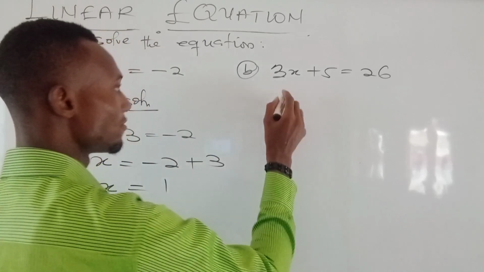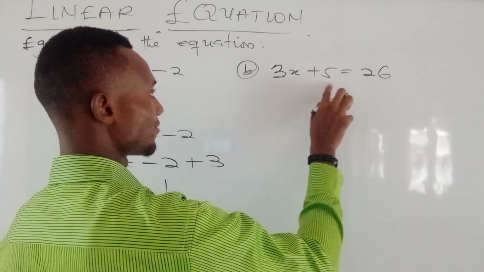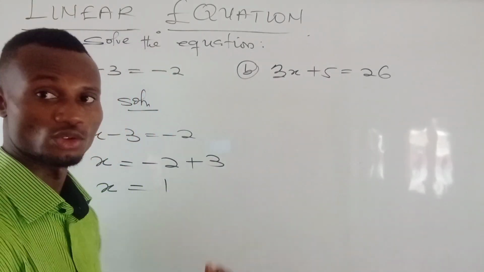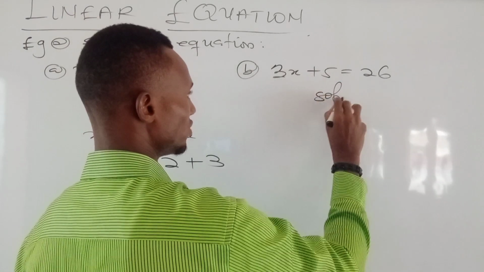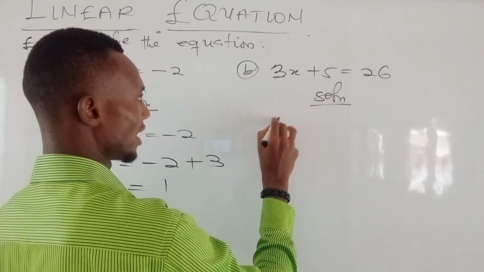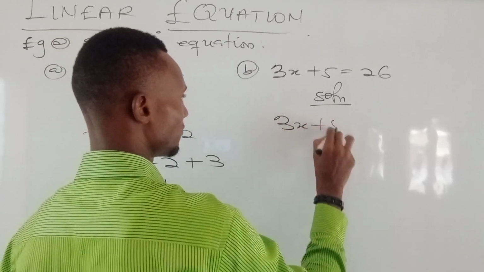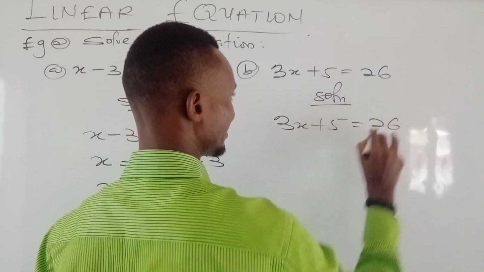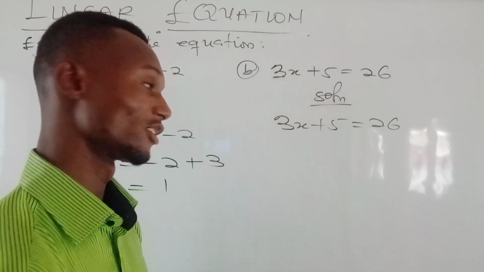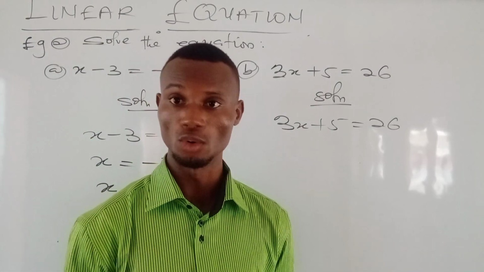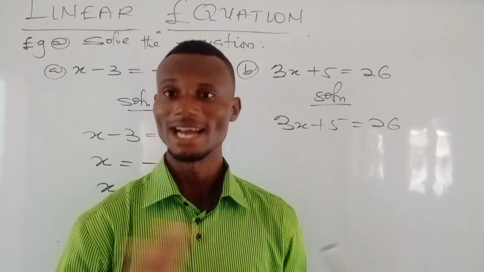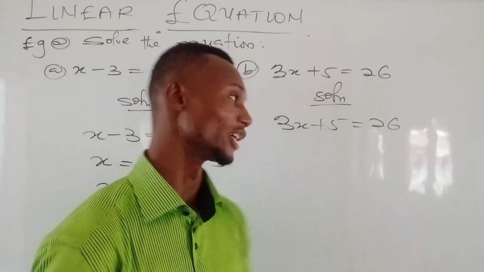So I have 3s plus 5 equals to 26. We have to solve for s in the equation. So let me write my solution and let's do it together. So I have 3s plus 5 equals to 26. So I'm solving for s. Solving for s means that you should make s stand alone in that equation. That's the simplest way to understand it, okay.